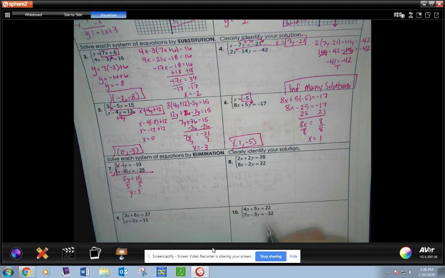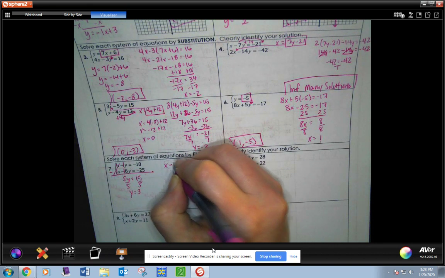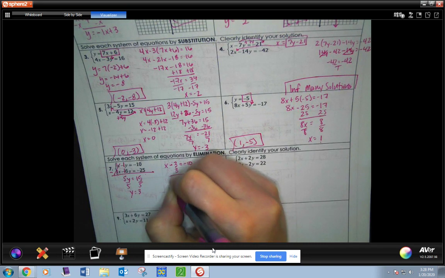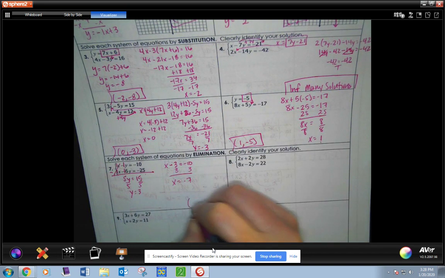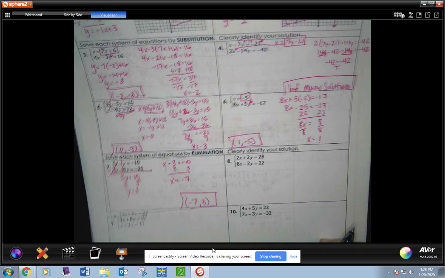I take that and plug it back into one of the originals. So I'm going to do the top. x minus y, which is 3, equals negative 10. I'm going to add 3, so I get x equals negative 7. So my answer would be (negative 7, 3). You can take that, plug it in, and check it.